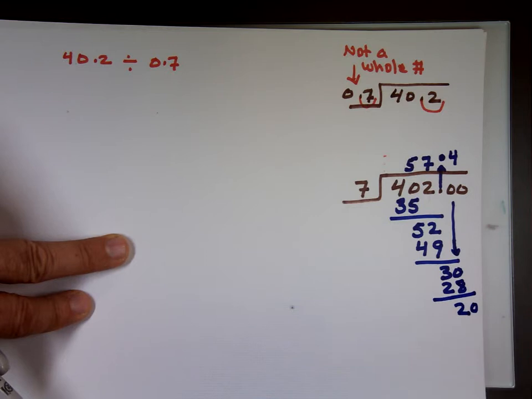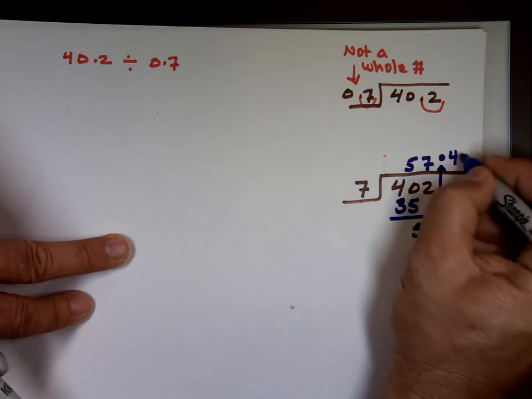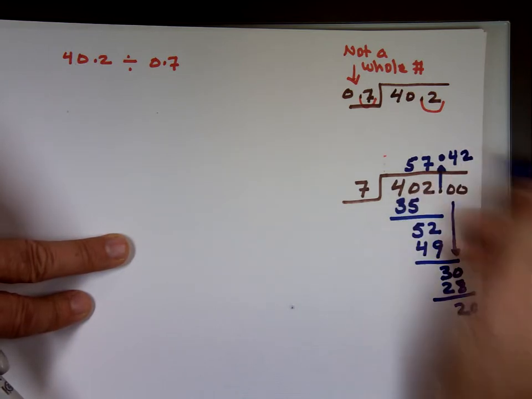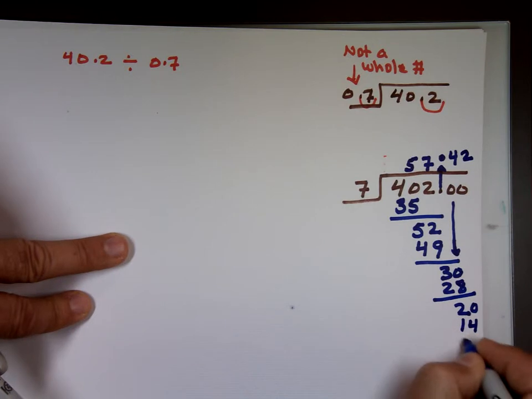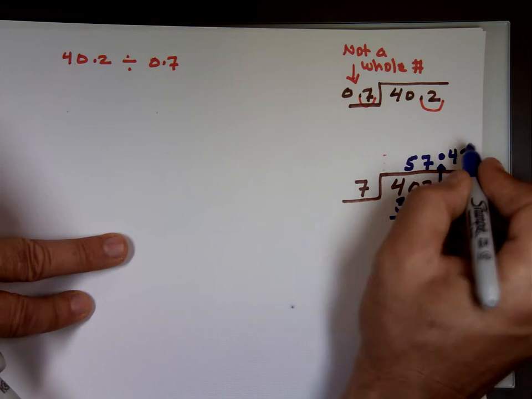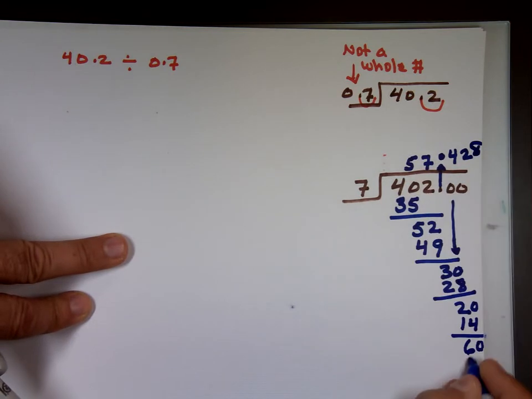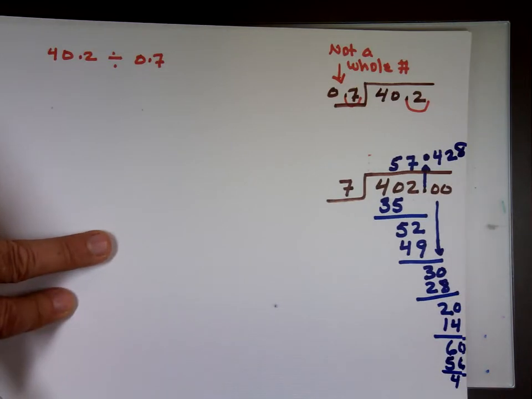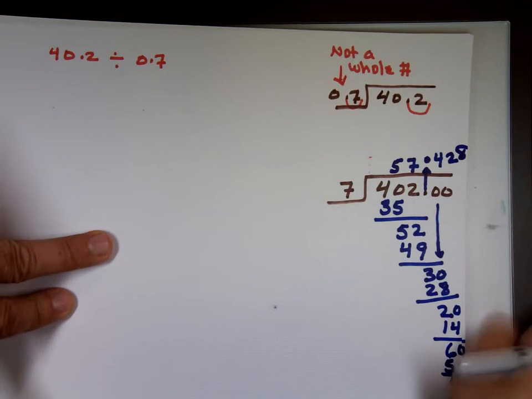Bring that 0 down. 20 by 7. 2. 2 times 7, 14. 6. Bring another 0. There's more zeros. 60 by 7. 8. 8 times 7, 56, right? The remainder is 4. Bring another 0 down. So you can see this number goes on and on.